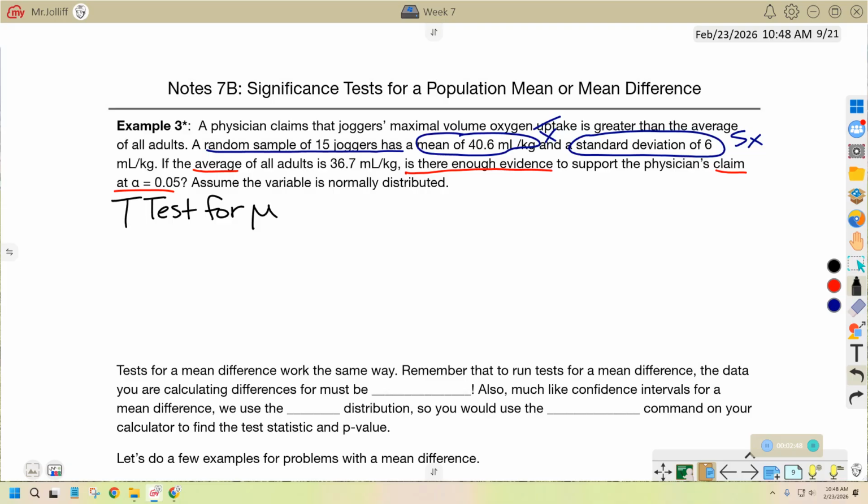Z if I have a population value, T if I have a sample value. If I have a sigma, it's Z. If I don't have a sigma, it's T. That is important. If it's population standard deviation, so if I have sigma, I'm performing a z-test. No sigma, I'm performing a t-test. And remember, sigma stands for population standard deviation. Population value, population SD.